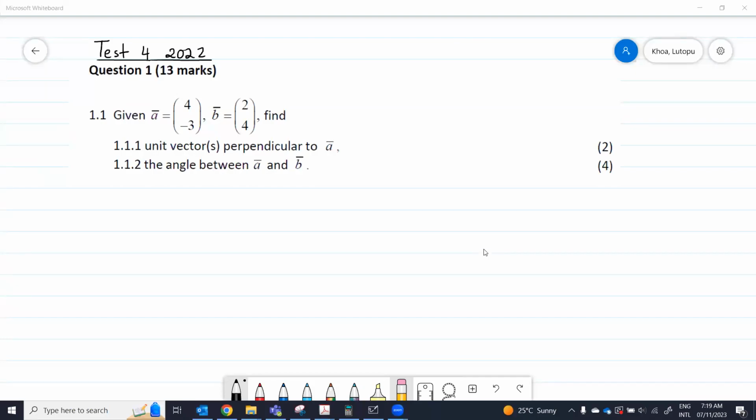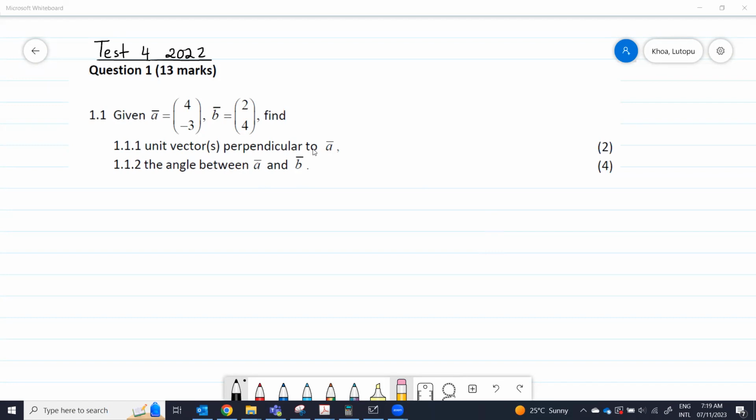So this is test 4 of last year, 2022. We'll just go through the questions and see how you're supposed to answer questions like this. So 1.1 says you're given two vectors, A and B. 1.1.1, it says find the unit vector or vectors perpendicular to A.